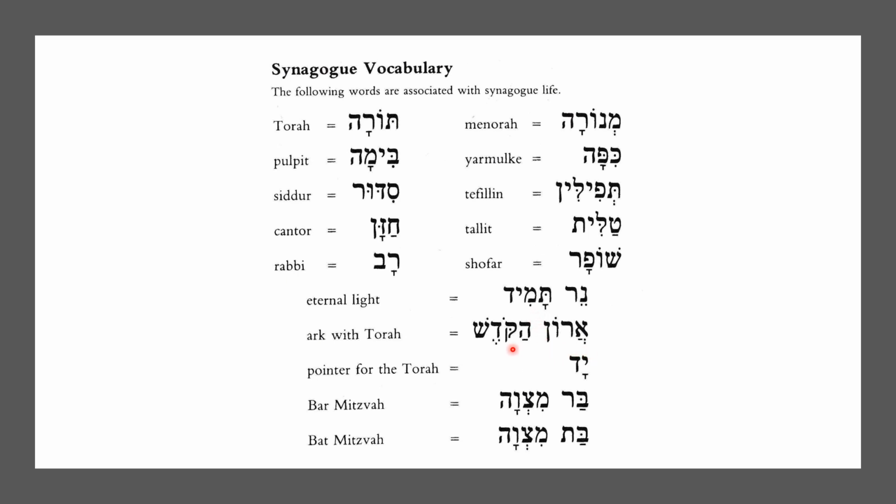Aron HaKodesh is the ark that contains the Torah, again in synagogues at the front of the building. You'll see a sort of closet that has very ornate designs on it, and that is the Aron HaKodesh, the place where the Torah scrolls are kept. A yad, which means hand, is a pointer for the Torah. Bar mitzvah, you probably know, and bat mitzvah, you probably know.